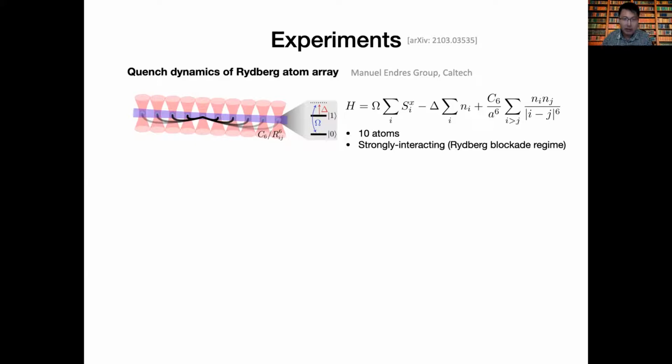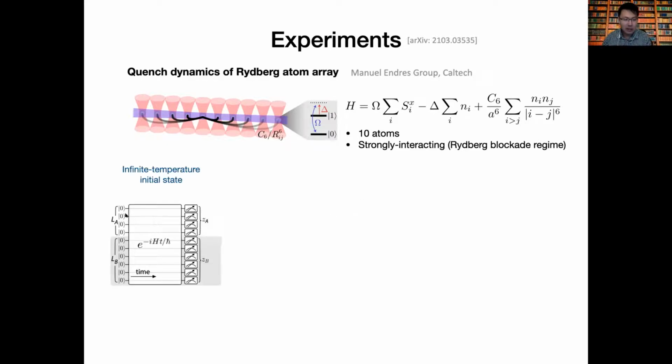And so they performed some quench dynamics in Manuel Endres's group using a Rydberg atom array. Not too important to know what the exact Hamiltonian is, but it's very similar to the previous slide where they looked at quench dynamics of an infinite temperature state. And in the experiment, they can measure all these bit strings, which they get out globally. Now, in the data that they have, they post-process it, look at a particular bit string ZB. So they fix the outcome of ZB that they want, and they can obtain the probabilities of measuring a bit string ZA on this subsystem A.